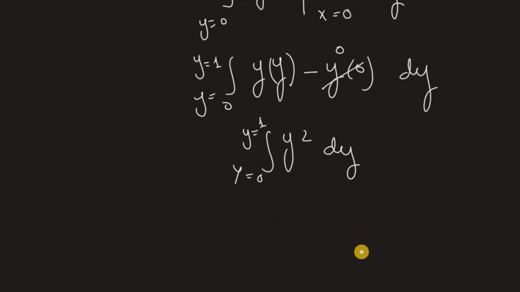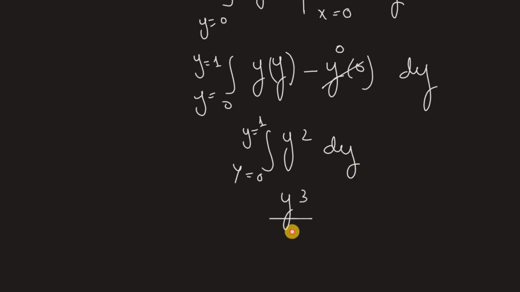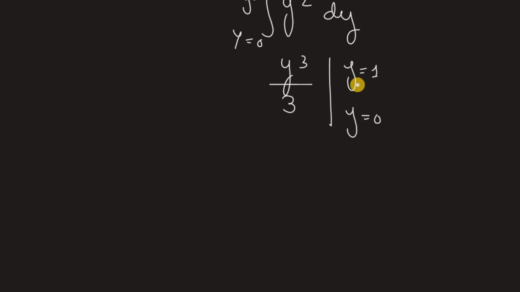Now it's a simple integral with respect to one variable, not two variables. So that is going to be y cubed over 3, y cube over cube. Then we have y equals 1 to y equals 0. So we simply need to plug in 1 and 0 in this equation. So we get 1 over 3 minus 0, which is going to be 0. So our final answer is 1 over 3.